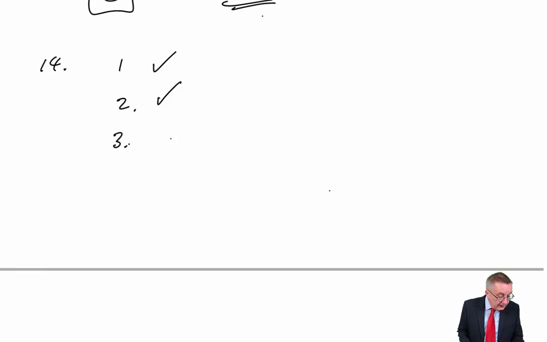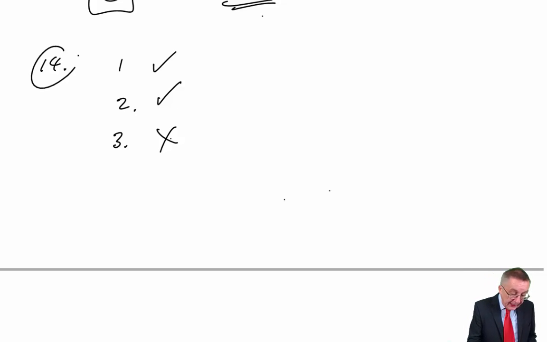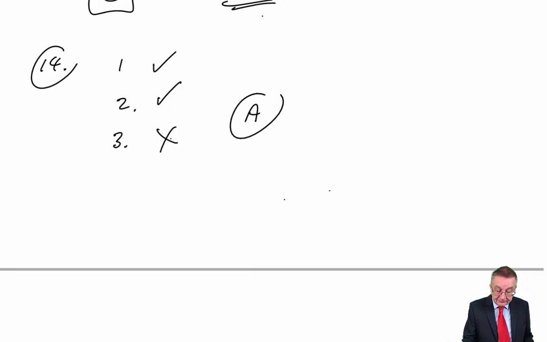What did number 3 say? Buy now and sell later. Well, that's wrong. And so it's 1 and 2. The answer, therefore, is A.